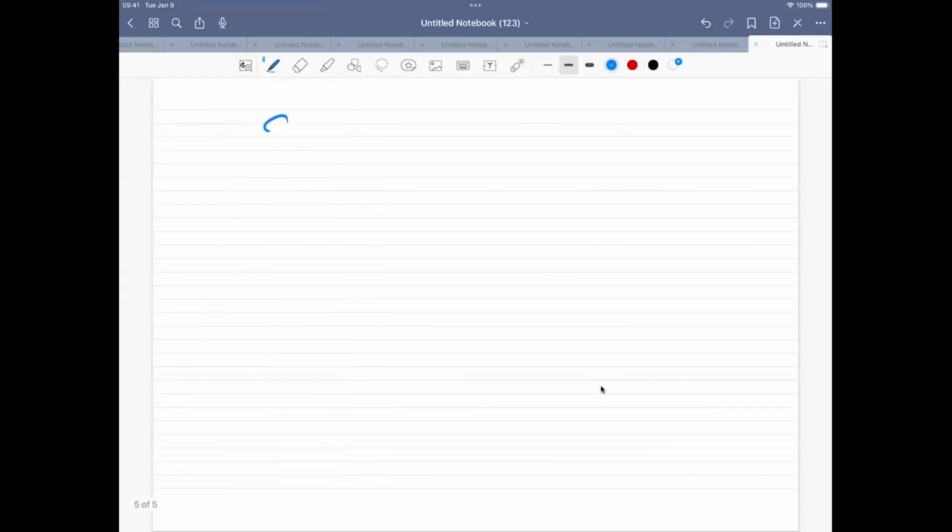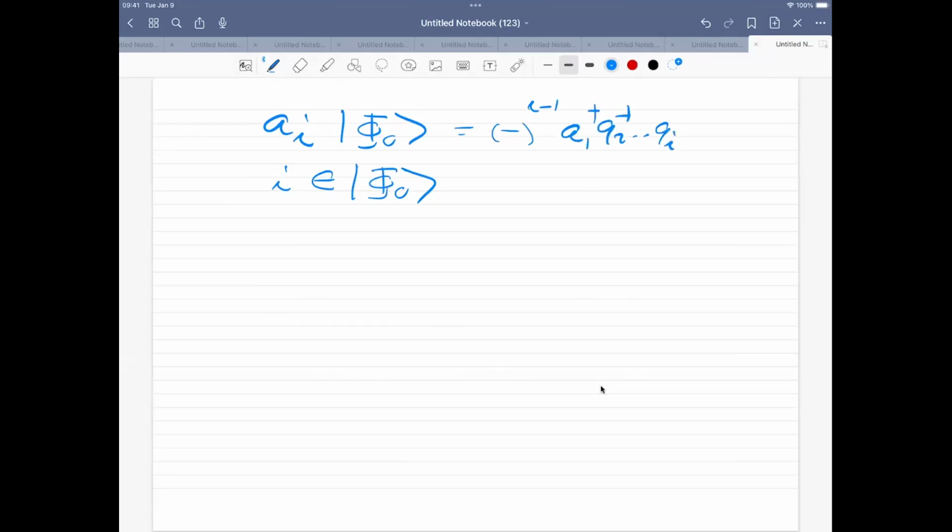Then we have the action of a_i on phi 0. And here the assumption is that this state i is actually included in phi 0. So this means that we are actually removing a particle in a single particle state i. And this would be given by minus 1 to the i minus 1, where we just remove the state i, and then we have to perform the permutations of all these different operators. And then we would have a_1 dagger, a_2 dagger, and then we have a_(i-1) dagger, and then I have a_(i+1) dagger, and this goes all the way up to a_N dagger acting on the true vacuum. So this is an N minus 1 particle state.